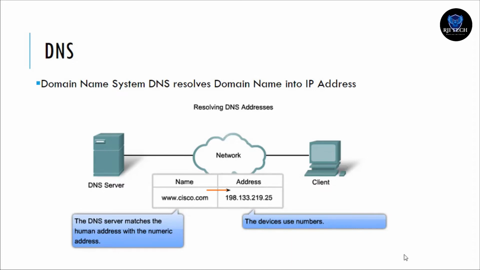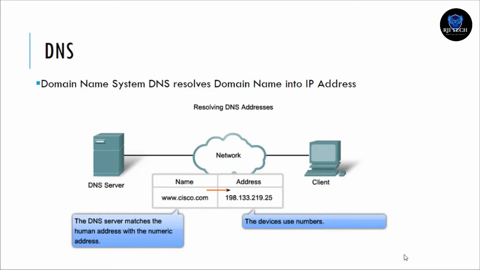This is a name that can be understood by the human, but the machine needs numbers, needs addresses to work with. So this resolution between names that are understood by human into addresses that are understood by machines is done via the DNS, the domain name system. The DNS server here matches the human address with the numeric address. The device uses numbers, understands only ones and zeros and numbers.